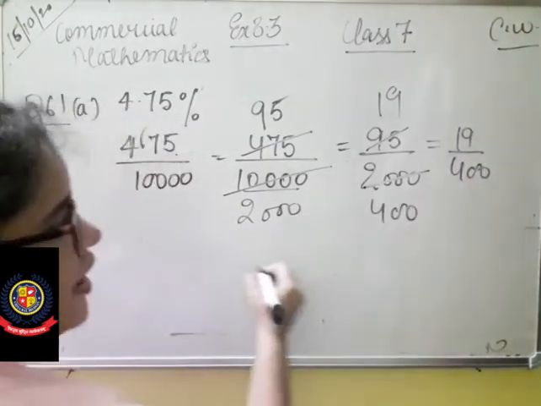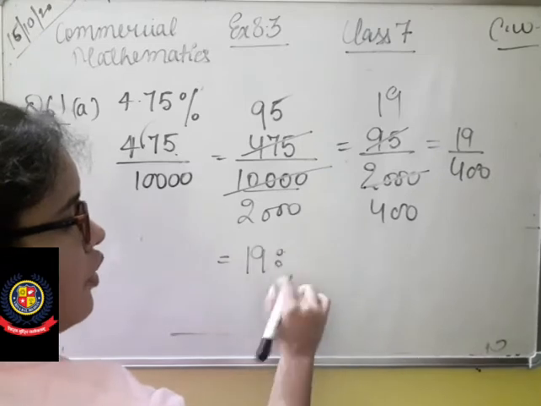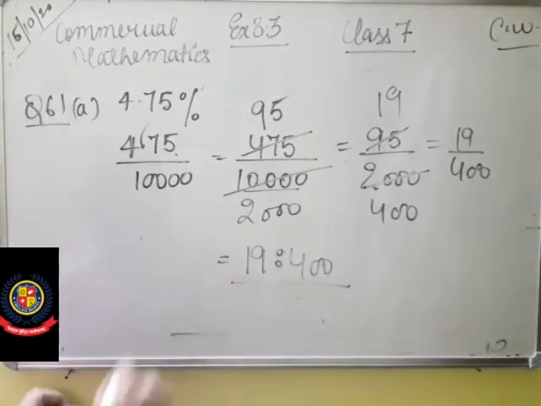So we can simply write it as the ratio 19 ratio 400. So this is the answer of the A part of question 6.